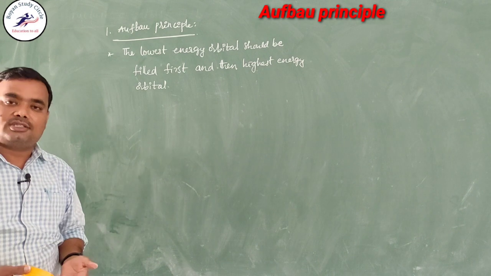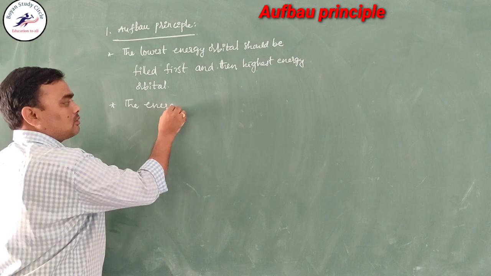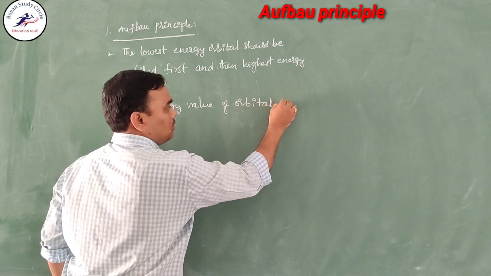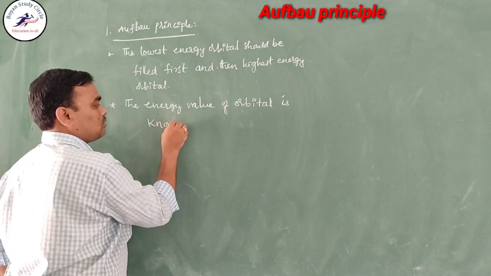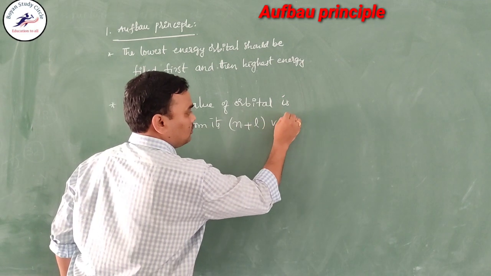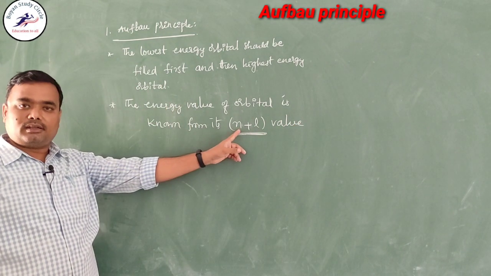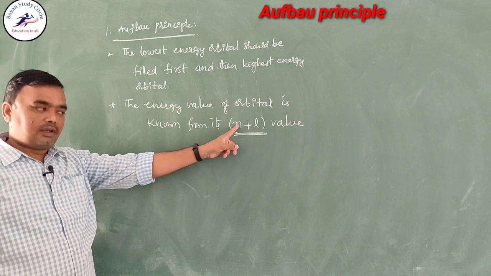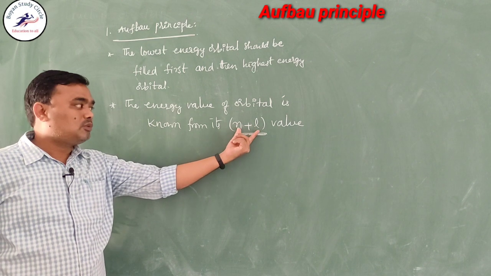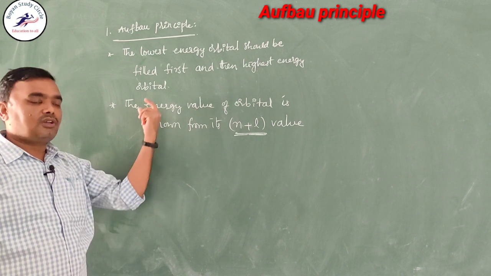Then how to know the energy, right? How to know the energy? The energy value of an orbital is known from its n plus l value, right? So what is n here? Principal quantum number, and what is l? Azimuthal quantum number. When the principal quantum number and azimuthal quantum number are added, you will get some value. Based on that value, you can decide the energy of the orbital.